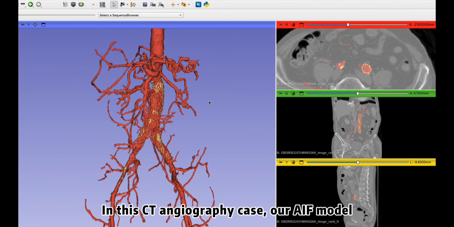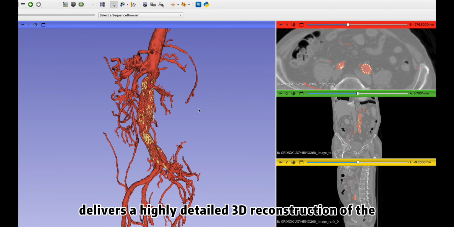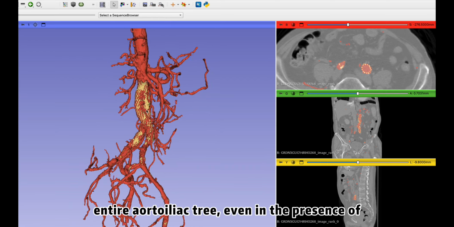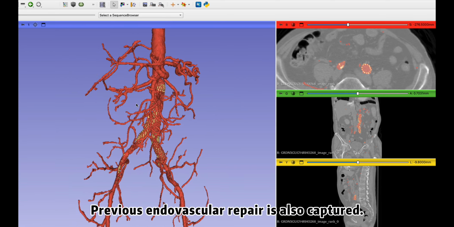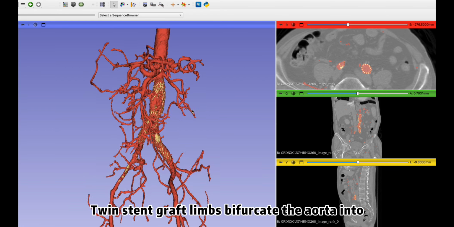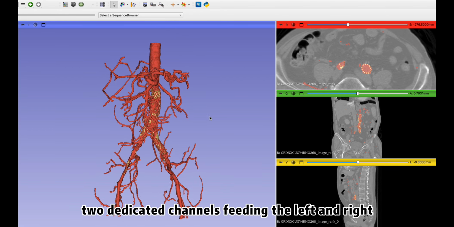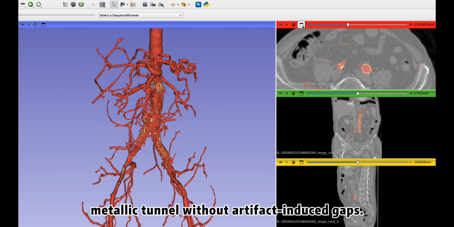In this CT angiography case, our AIF model delivers a highly detailed 3D reconstruction of the entire iliac tree, even in the presence of complex pathology and stents. Previous endovascular repair is also captured. Twin stent graft limbs bifurcate the aorta into two dedicated channels feeding the left and right iliac arteries, and the model cleanly traces each metallic tunnel without artifact-induced gaps.